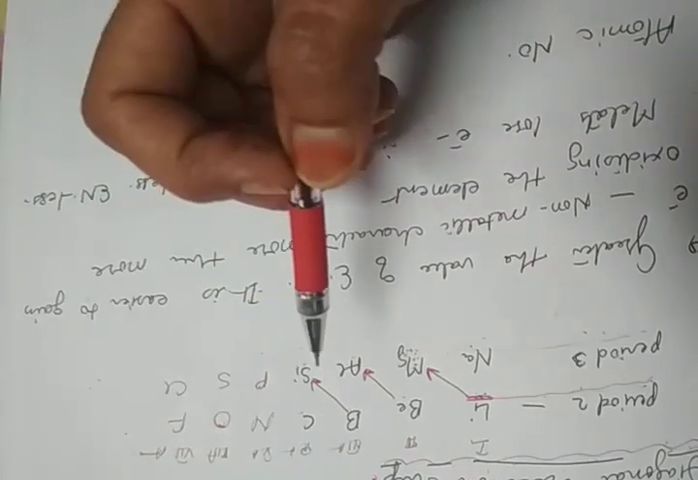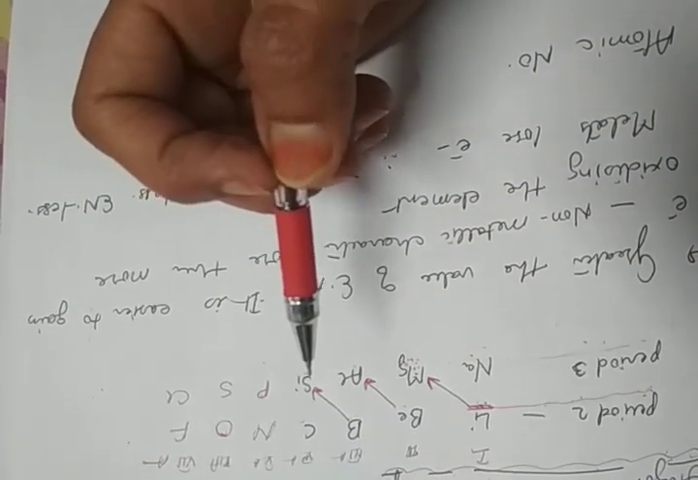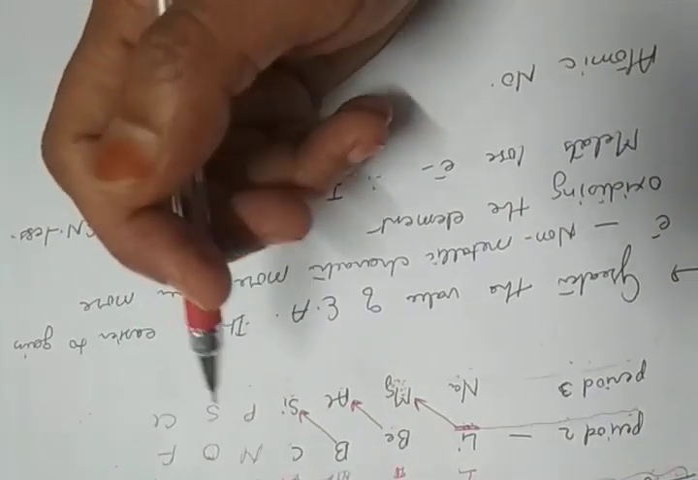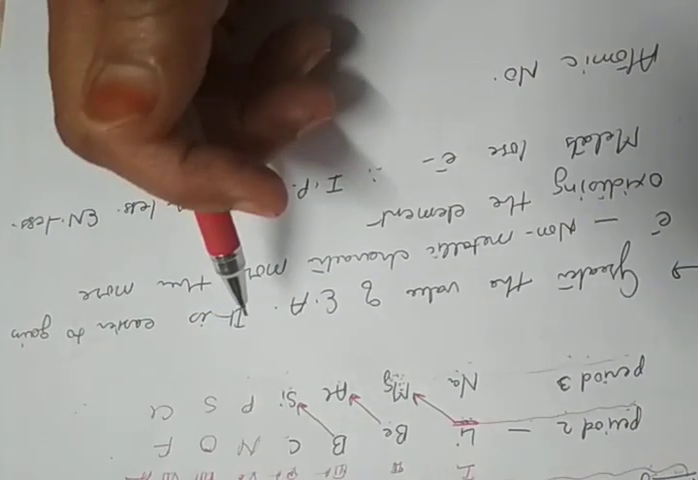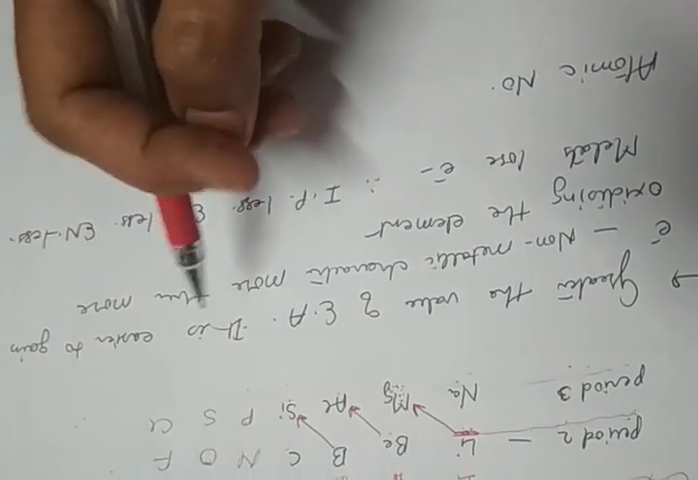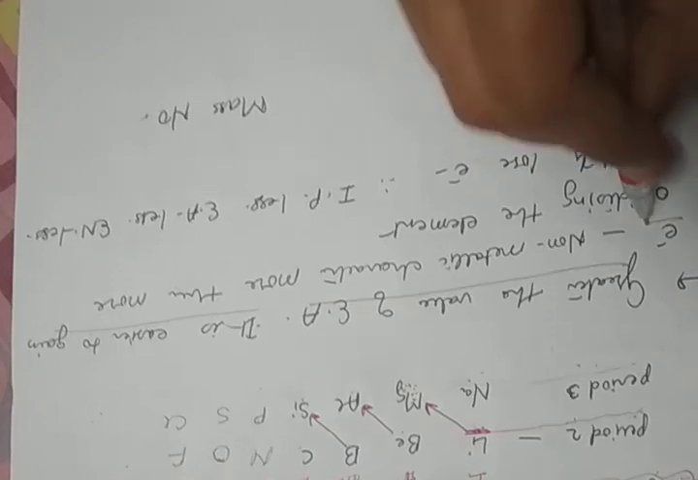Now we have completed all the periodic properties like atomic size, metallic character, non-metallic character, ionization potential, electron affinity, electronegativity. Overall, we can say that the greater the value of electron affinity, the easier it is to gain the electron.